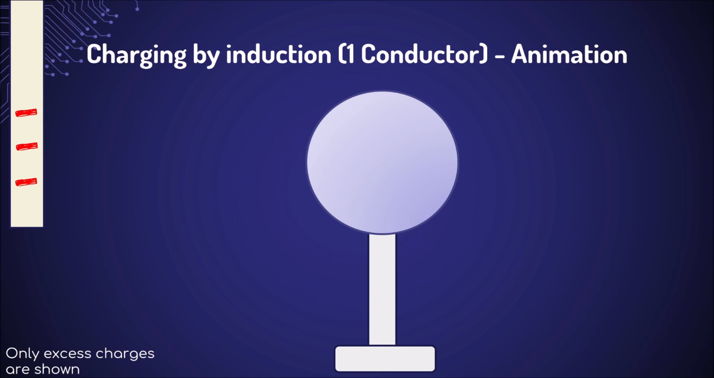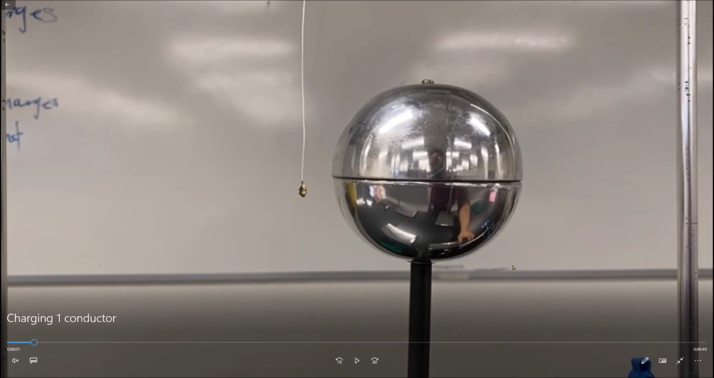In the previous part we saw we can charge using two conductors, but what if one day you don't have two conductors with you, you only have one conductor? How do you charge it? Okay, so I'm not going to go to my slides. I'm actually going to show you a demonstration video first. So let's go to my video.